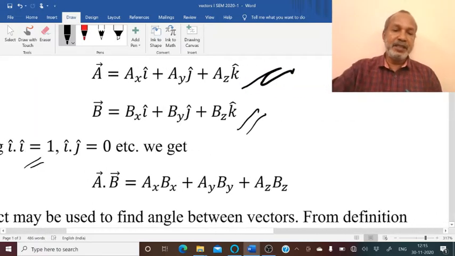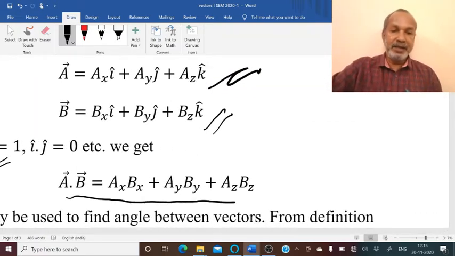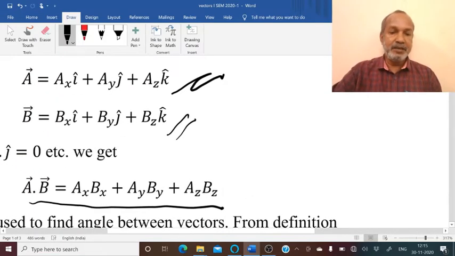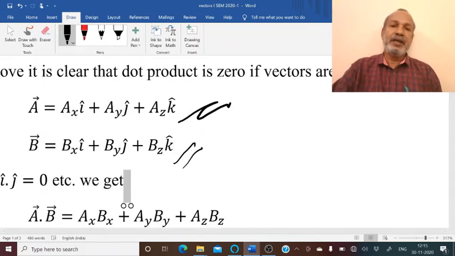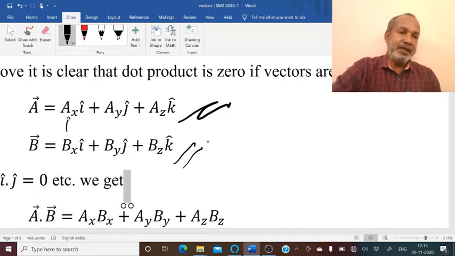So you can see that this A dot B will be given by AxBx plus AyBy plus AzBz. So whenever you are taking dot product, you can write these vectors above and below, and just multiply Ax with Bx, then Ay with By, and Az with Bz.